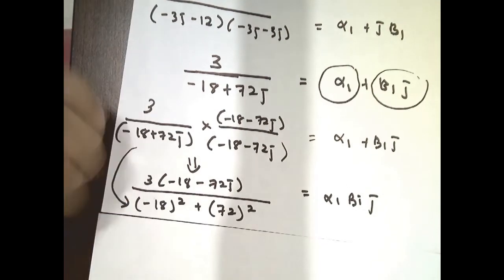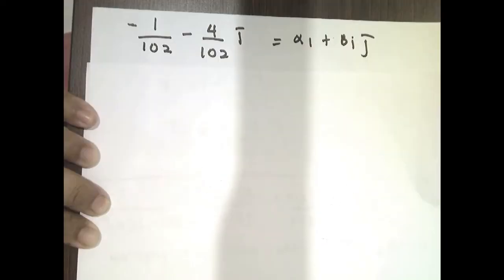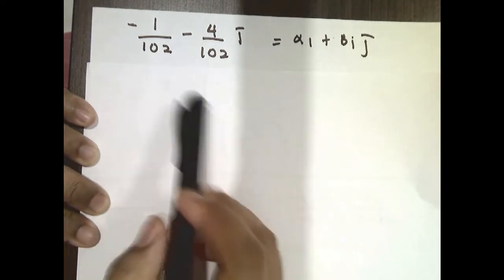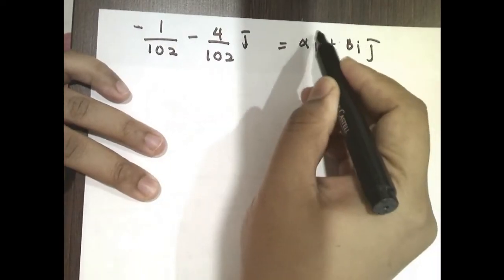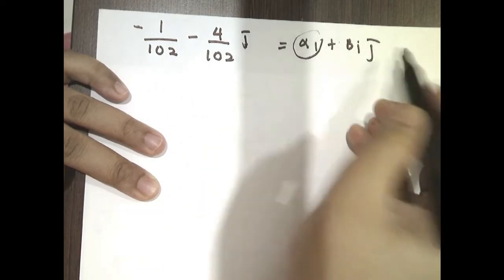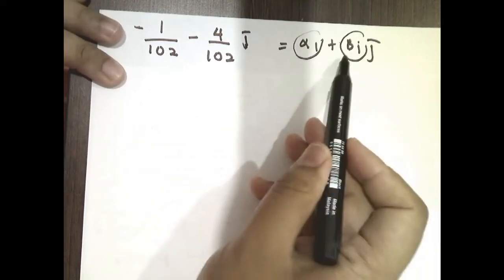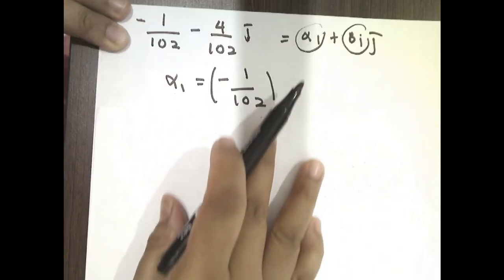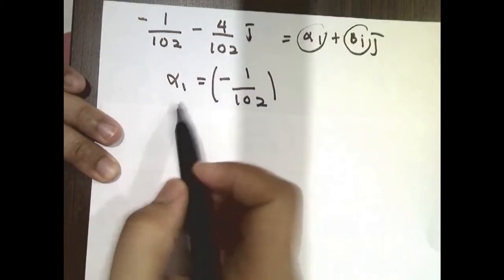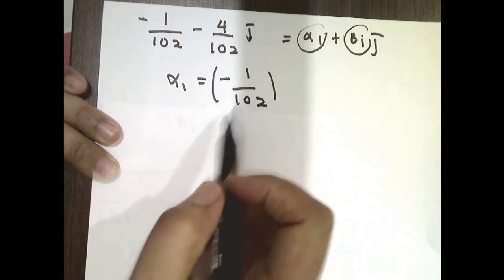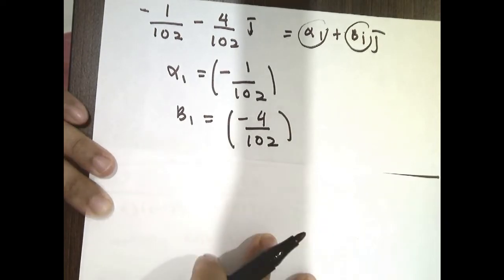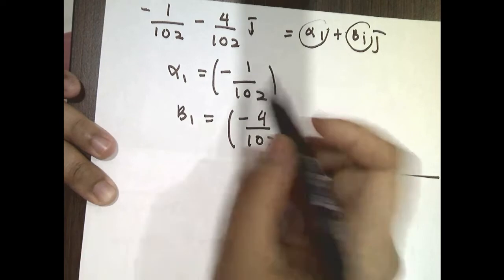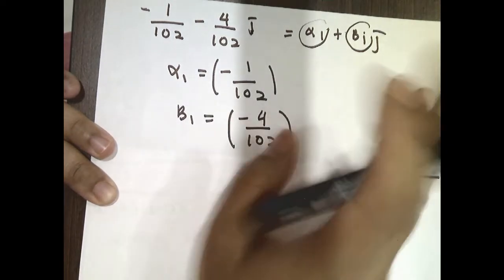So after simplifying the equation just now, you will get it in this form. From here, you can know the value of alpha 1 and also b1, right? Just do the simultaneous equations, then you will find that alpha 1 equals negative 1 over 102, while b1 equals negative 4 over 102. Alright, so we already know these two values, so we have solved for two of them.